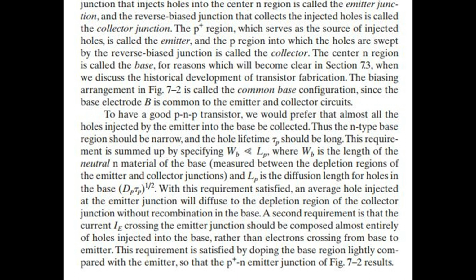A second requirement is that the emitter current crossing the emitter junction should be composed almost entirely of holes injected into the base, rather than electrons crossing from base to emitter. This requirement is satisfied by doping the base region lightly compared with the emitter, so that the P+, N emitter junction of Fig 7.2 results.